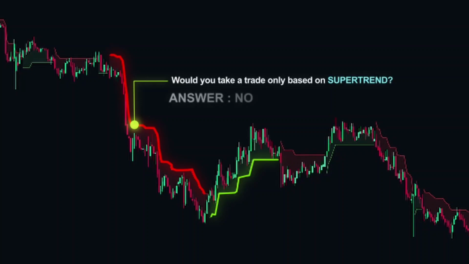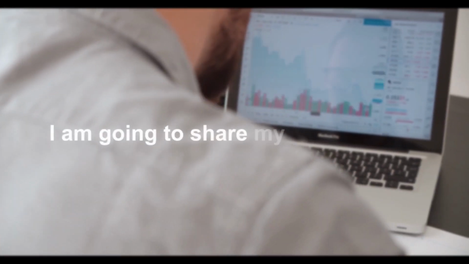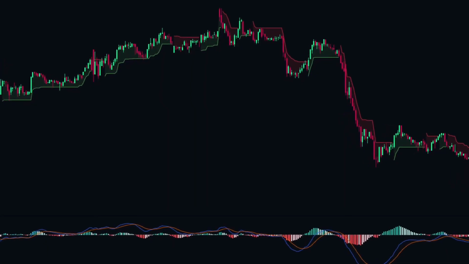The answer is again no, because if you take a trade based solely on one indicator, you would be making the biggest mistake. Meaning, you are not here to trade, but to gamble. If you combine two indicators and take trades, you will see better results. I am going to share the combination I use. I use two indicators in my combination. The first is the Supertrend and the second is the MACD.